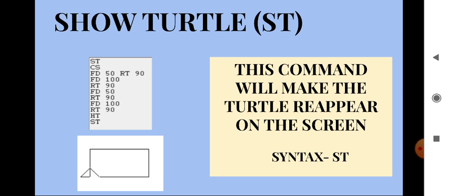The next command we have is show turtle. We use ST to give this command, and this command will make the turtle reappear on the screen. So when we write HT, it will hide the turtle on screen, and to make the turtle reappear we have to write ST, that is, show turtle. The syntax is ST. And when we write this instruction in the command window, we'll find the turtle will reappear on our graphic window.